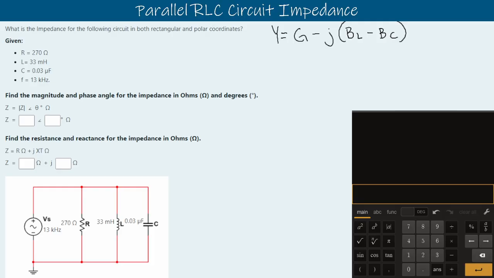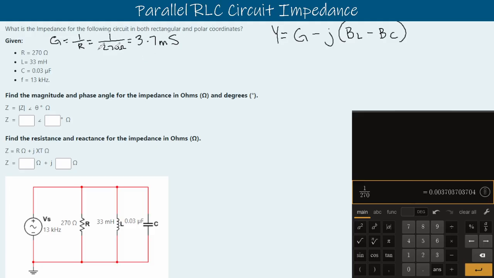So in this case, our conductance, our G variable, is equal to 1 over R. So we can solve for that. We can say that we have 1 over 270. And that can be our susceptance, or conductance for our resistor value. So 1 over 270 gives us a millisiemens value. Right now it's in Siemens, so we'll move that decimal point over and say that it's 3.7 millisiemens. So that gives us our G variable.